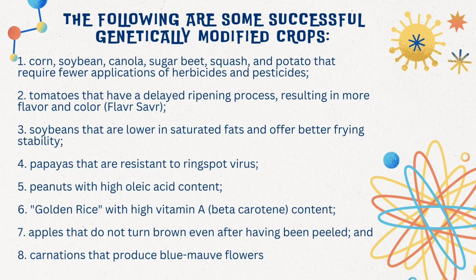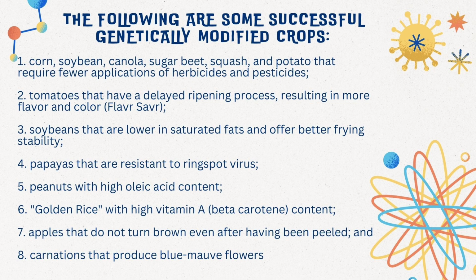The following are some successful genetically modified crops in which DNA has been modified using genetic engineering methods for agricultural purposes. The first one are corn, soybean, canola, sugar beet, squash, and potato that require fewer applications of herbicides and pesticides. Number two, tomatoes that have delayed ripening process resulting in more flavor and color. Number three, soybeans that are lower in saturated fats and offer better frying stability.